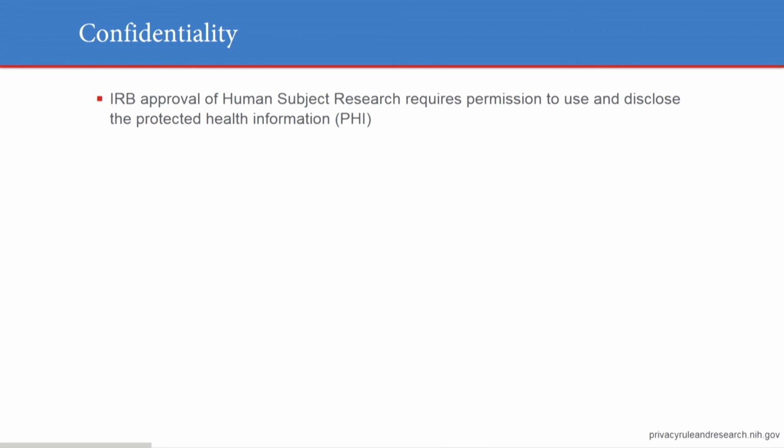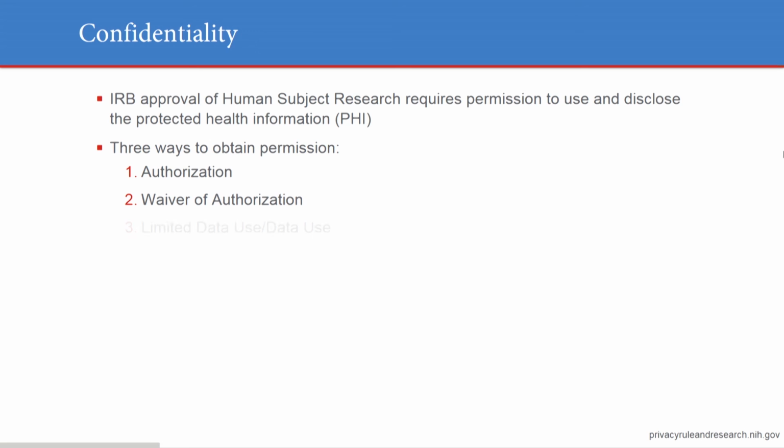To access patient information, all research studies must obtain either an individual's authorization to access their information granted by the provider of the PHI or obtain an approval of a waiver of authorization. The IRB or the individual can authorize the use of a limited dataset that might include some of the listed identifiers. There are 3 ways to obtain permission: authorization by the patient, a waiver of authorization, and a limited data use or data use agreement.